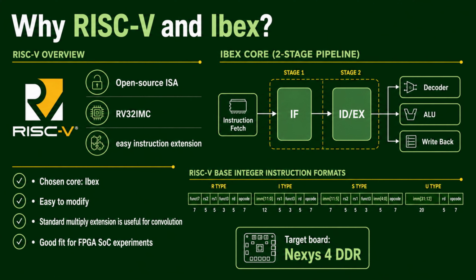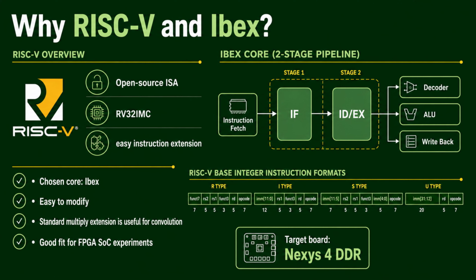Important sections such as instruction fetch, instruction decoding, execution, ALU operations, and write back can be accessed directly in the RTL source. The thesis describes Ibex as having a two-stage pipeline. The first stage handles instruction fetch, while the second stage combines instruction decode and execution. This simple organization is important when adding custom instructions because we need to understand exactly where an instruction is recognized and where the associated arithmetic operation takes place.